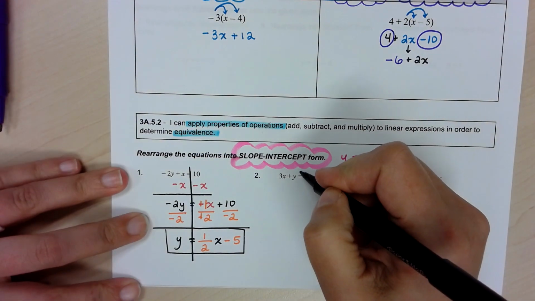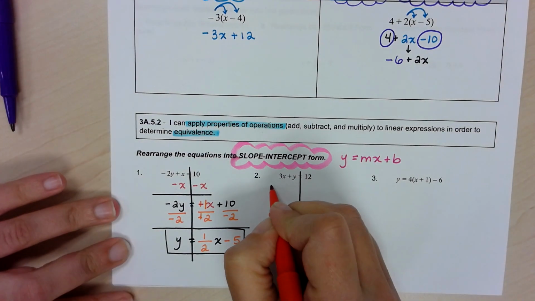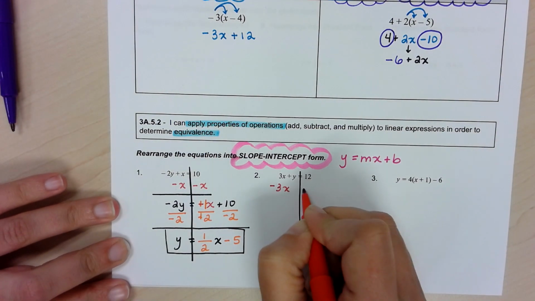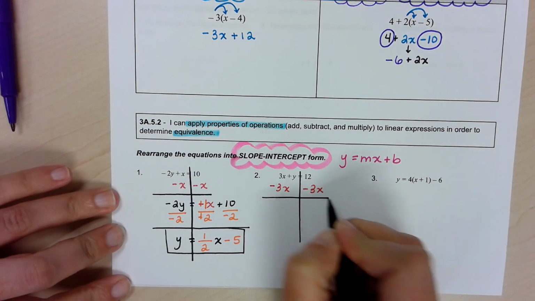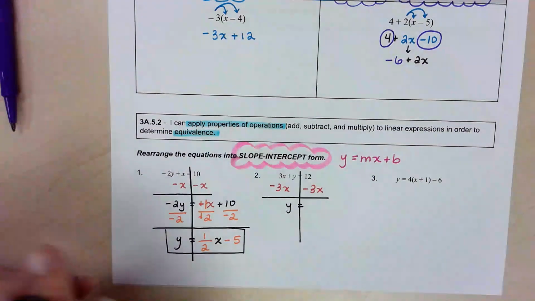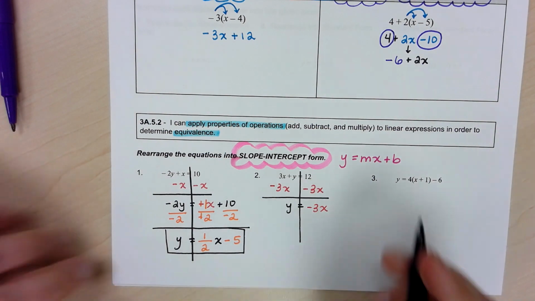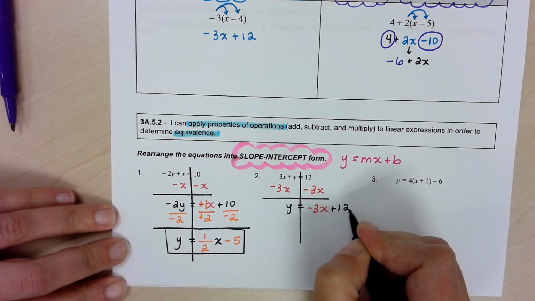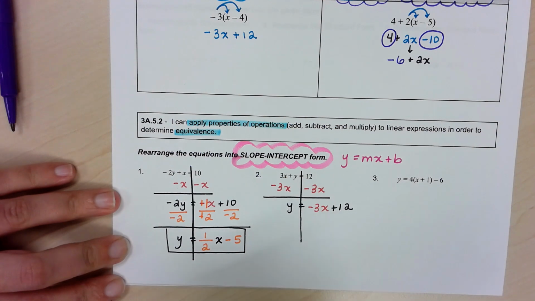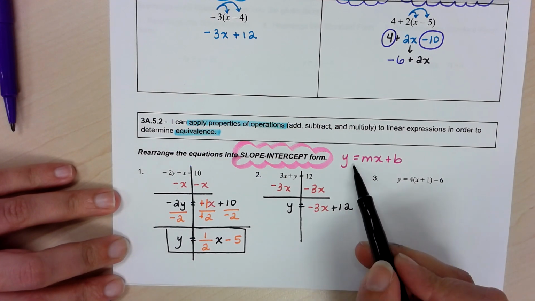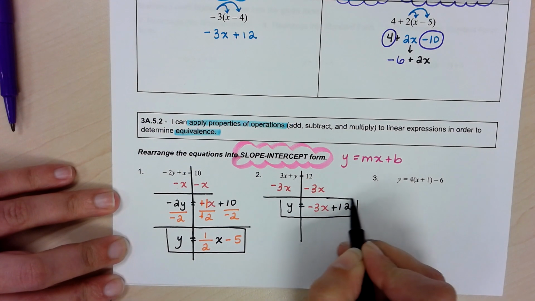For problem number 2, again, my goal is to get the y by itself. So I would subtract the 3x on both sides. When I do that, I get y equals -3x plus 12. Now, once I've done that in this problem, that's all I need to do to make this equation look like this equation, y equals mx plus b. So for this problem, I'm done.